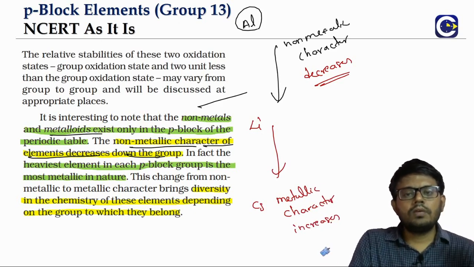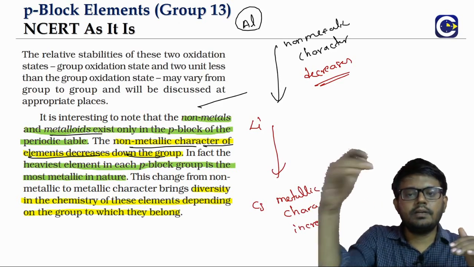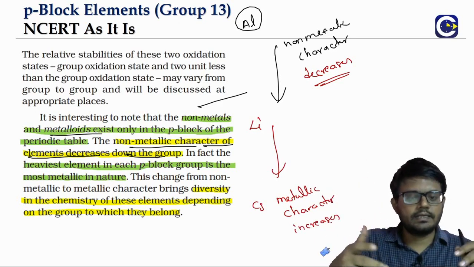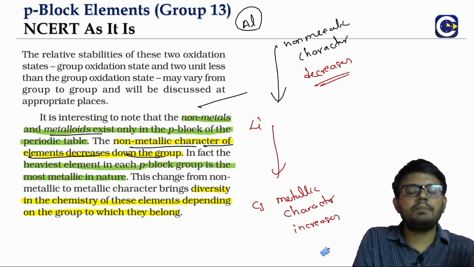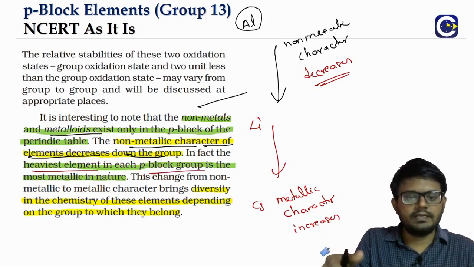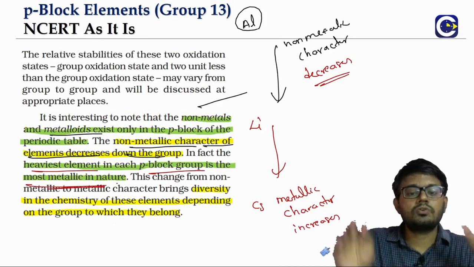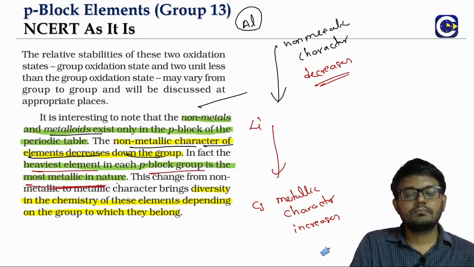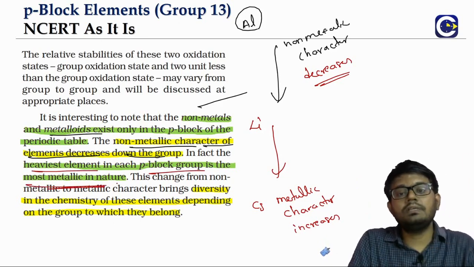Now when you look at the periodic trend in terms of the metallic and non-metallic character, what we will see is in any P block group that you take, the heaviest element, where do you find the heaviest element? Bottom right. The heaviest element will be most metallic in terms of nature. And at the top, we will see non-metal.